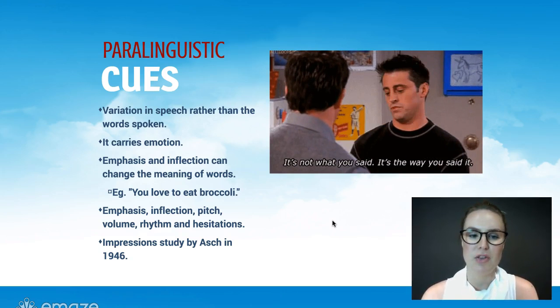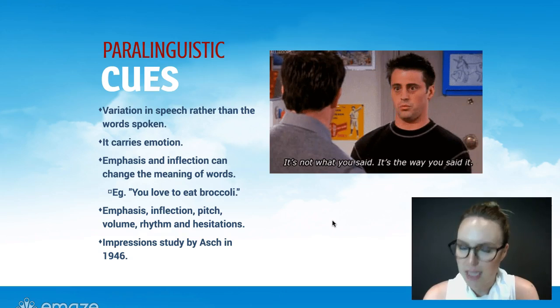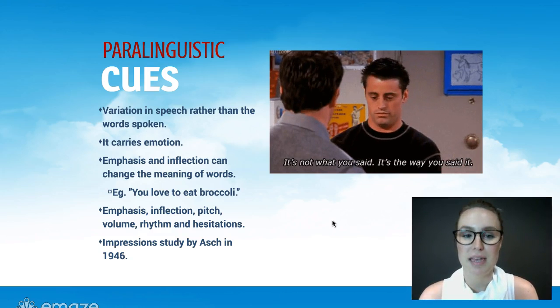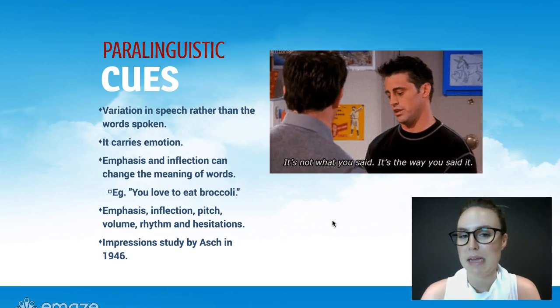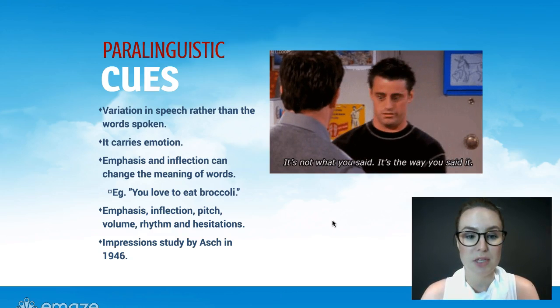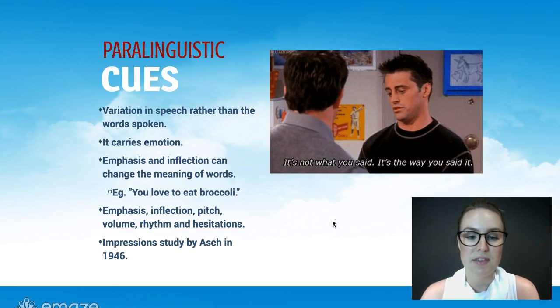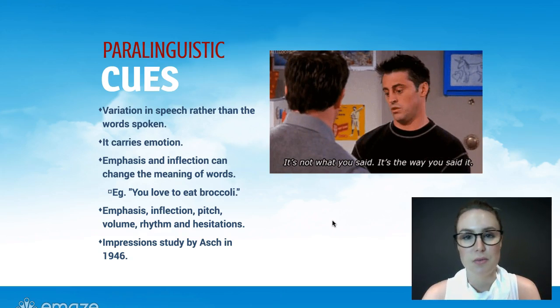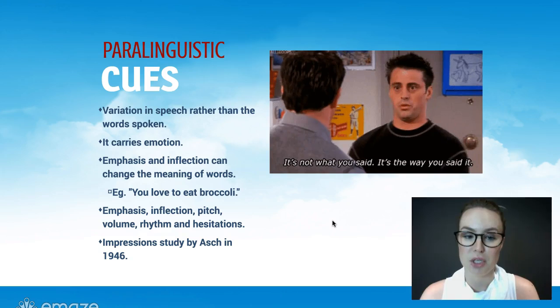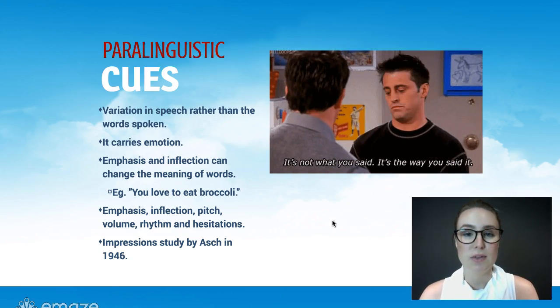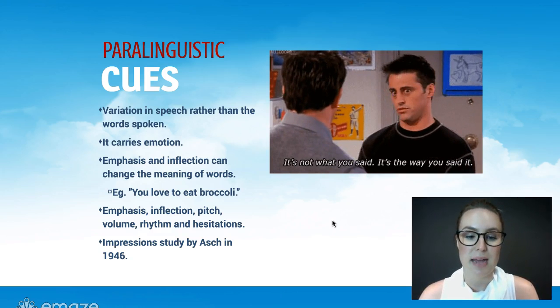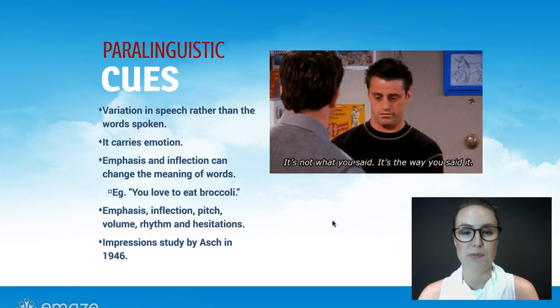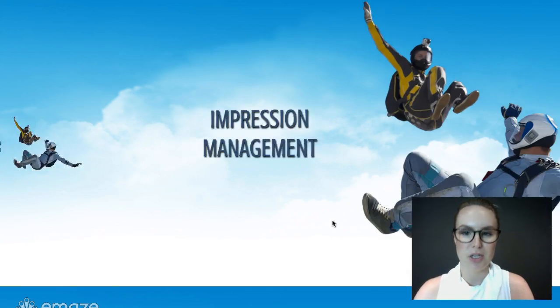The second one would be, you love to eat broccoli. And keep going through and experiment with each of them, and jot down a few of the different meanings that you get from each of those. So things like emphasis, inflection, pitch, volume, rhythm, and hesitations, these all change the impression that you're making. Now, a really cool study, if you are interested, was conducted by Asch in 1946, so feel free to look that one up for more information.